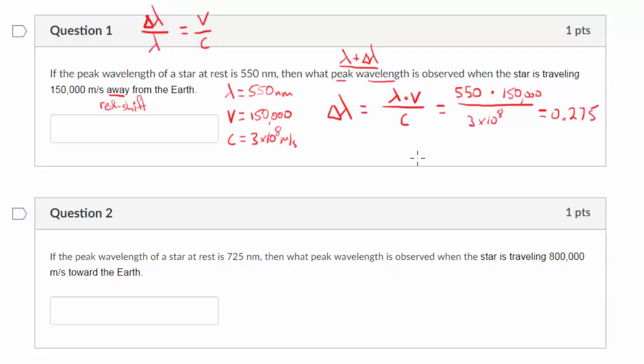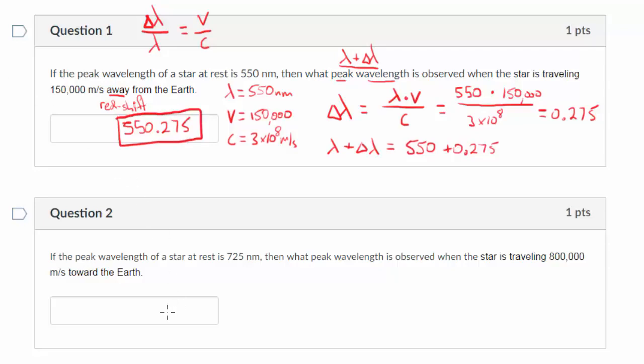0.275. Now that's delta lambda. Keep in mind that this question is asking for the peak wavelength observed when it's moving that fast. And it's red shifted, so it should be bigger than the original value. So that means this is going to become lambda plus delta lambda, which is 550 plus 0.275. So my final answer would just be 550.275. Okay, and that should be our value.